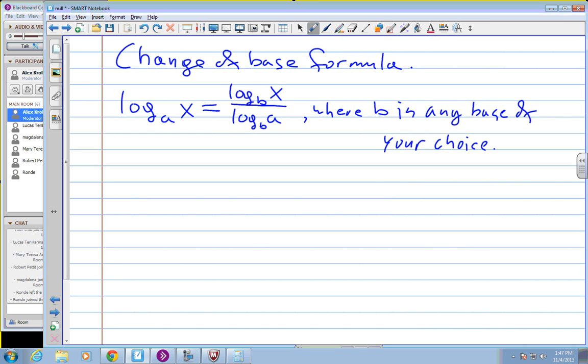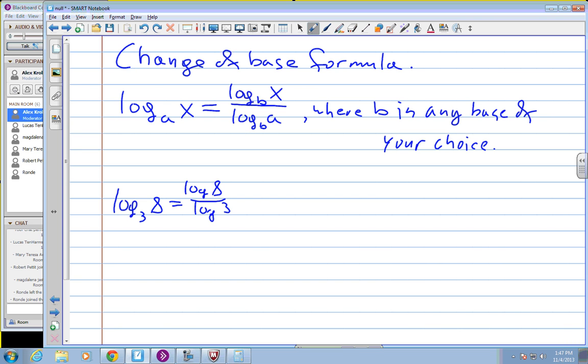So if you were to change a logarithm to a different base for the purposes of computing it on your calculator, 10 or e, right? Your options are really limited there, right? If I want to do log base 3 of 8, I can change it to, let's say, base 10. So that will be log of 8 divided by log of 3.